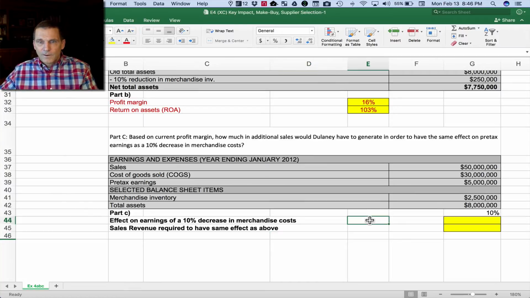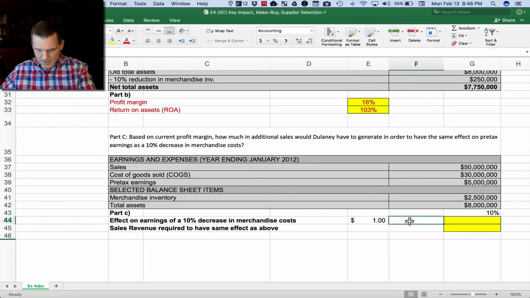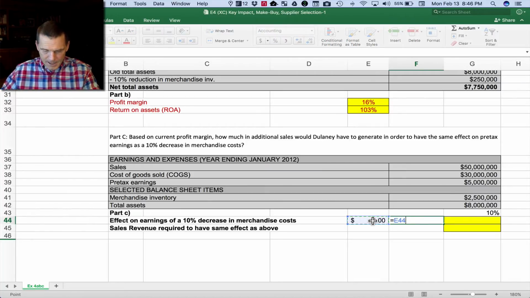Okay, we're going to put $1 in here. All right, so we'll find out for $1, how much sales do we need to generate to earn $1? Well, that simply is the division of that dollar by the profit ratio. 10% is our profit ratio, right?